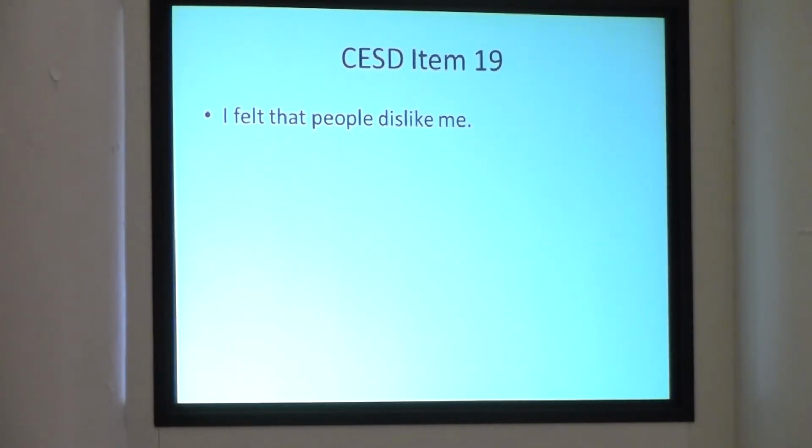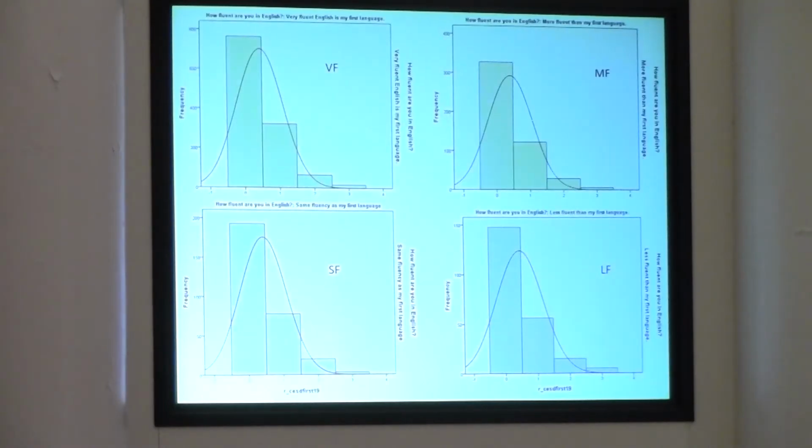In terms of, I felt that people dislike me, just to illustrate that distributional form does not necessarily vary as a function of English language fluency, I have provided the histograms on that item. Now, in terms of using statistical procedures to evaluate the similarity or dissimilarity of the distributional forms, these 2 items I did select for you as essentially the most extreme examples based on those assessments.